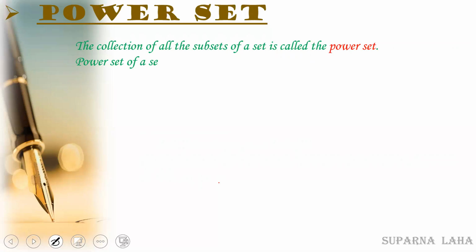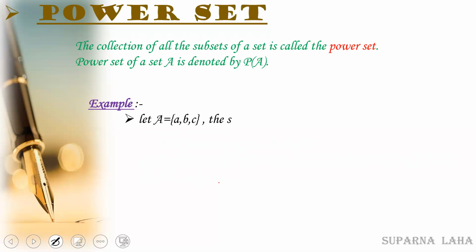So power set is represented by P of the set. If you take the set as A, then P of A is the power set. P within the first bracket A. So take any example. Let's check the power sets. A is {a, b, c}. These three elements are present in the set A. So write down its subsets.